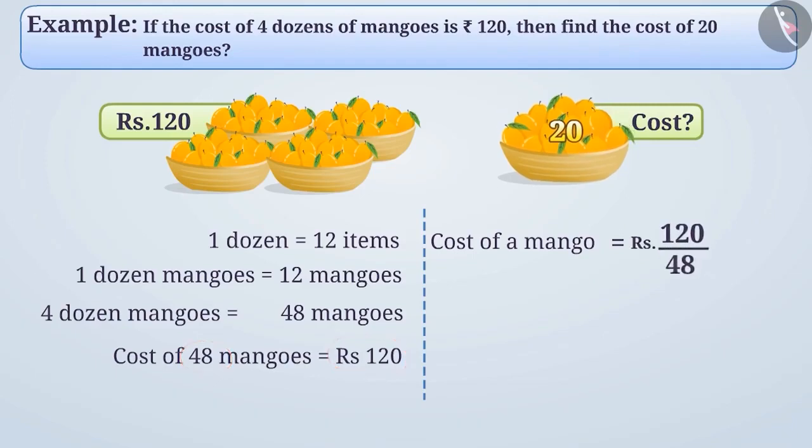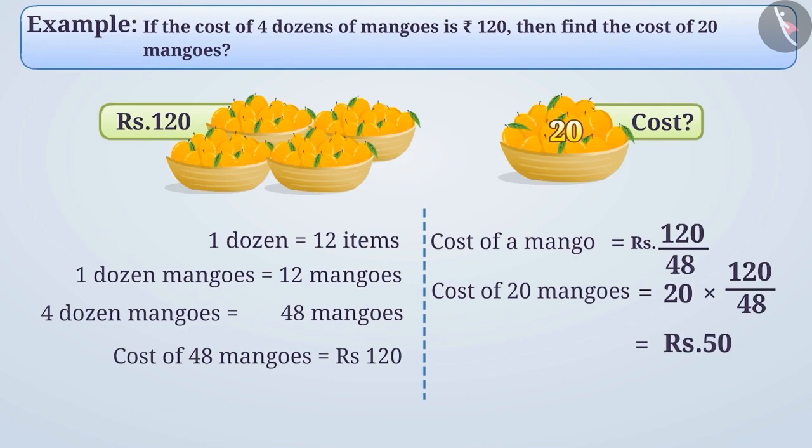Since we need to find the cost price of 20 mangoes, we multiply 20 with the cost of one mango. Therefore, cost of 20 mangoes is equal to 20 into 120 by 48. By solving this, we get the cost price of 20 mangoes, that is rupees 50. In this way, we can solve such questions easily with the correct use of unitary method.